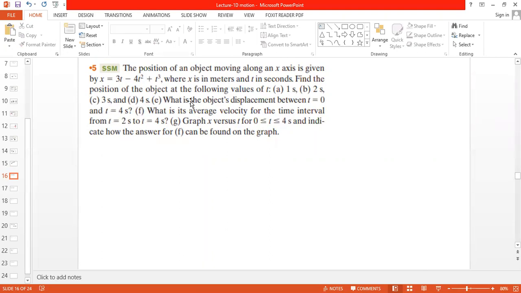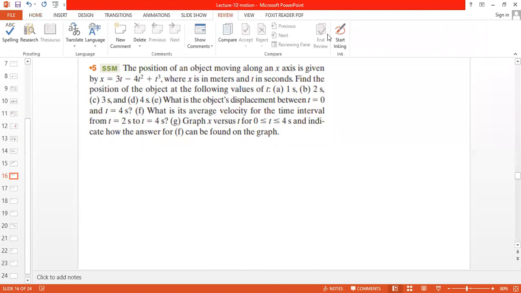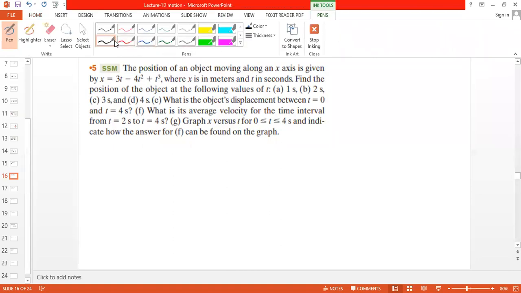So at first, what is it telling you? This is the position. Position depends on time, okay? And what do you have to find? You have to find the position of the object at different times. If at any moment you can't understand the problem, you guys can ask me, okay? So what they're asking in parts A, B, C and D is the position of the object at different times.